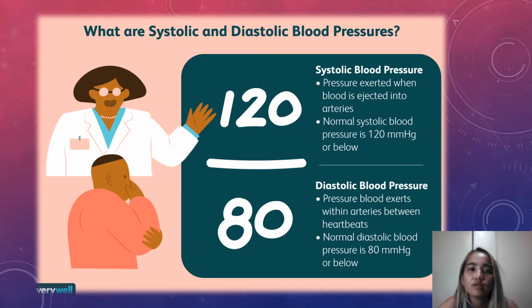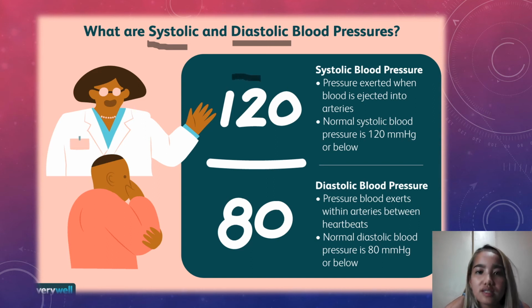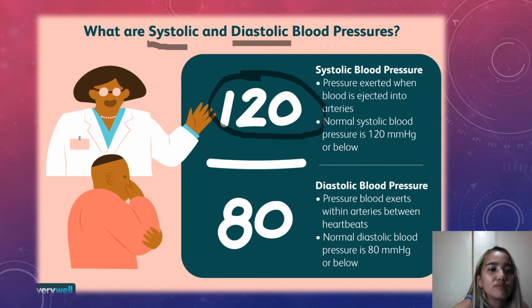So we always talk about systolic and diastolic blood pressures, and what are they anyway? This is the systolic blood pressure, which is the first number, and it is called systolic blood pressure because it measures the pressure in your arteries when your heart beats, or in short, it is the pressure exerted when blood is ejected into the arteries.